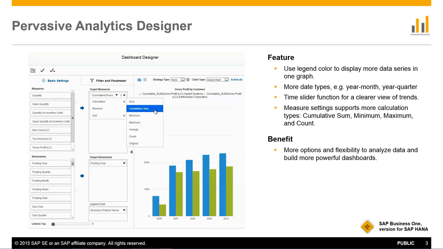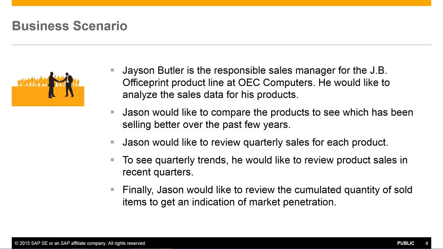So let's see a typical business scenario where you would leverage these features. Jason Butler is the sales manager at OEC Computers, and he is responsible for the JB Office Print product line. He would like to analyze the sales data for his products. Firstly, Jason would like to compare the products to see which has been selling better over the past few years. He would then like to review quarterly sales for each of these products. To also see quarterly trends, Jason would like to review product sales in recent quarters. And finally, he would like to review the cumulative quantity of sold items to get an indication of market penetration.